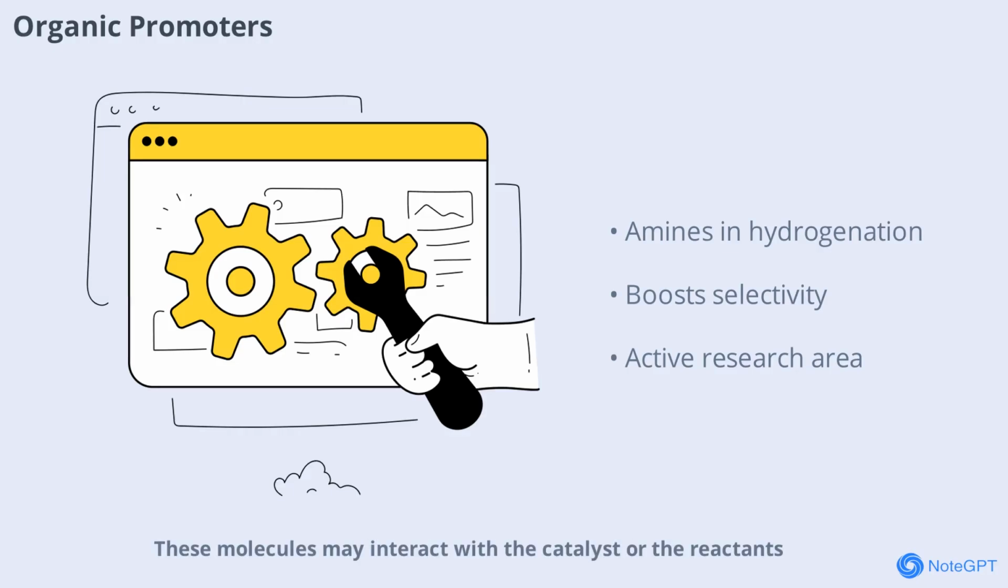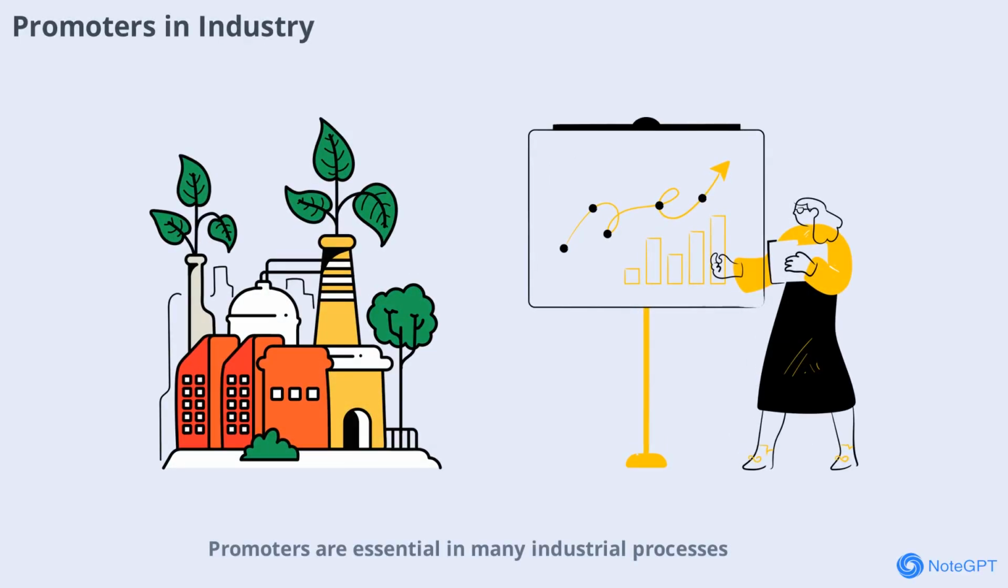Organic compounds can also act as promoters, especially in fine chemical synthesis. These molecules may interact with the catalyst or the reactants, influencing the reaction pathway. For example, certain amines are used as promoters in hydrogenation reactions, helping to increase selectivity for the desired product. The use of organic promoters is an area of active research, as chemists seek to develop greener and more efficient catalytic systems.